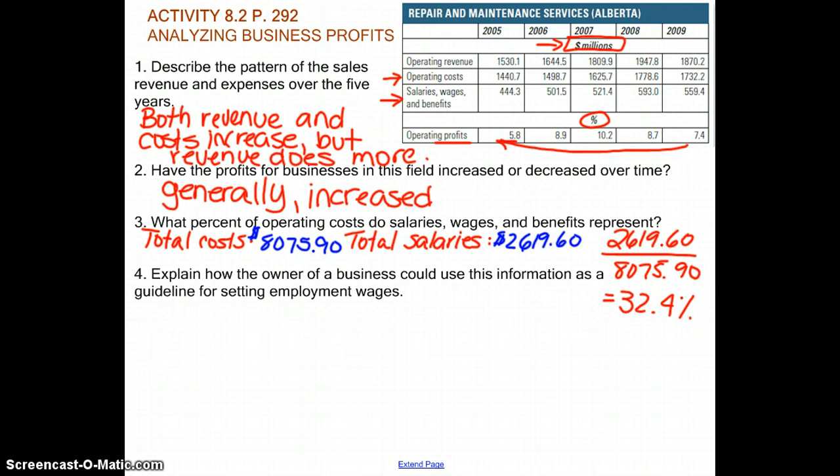And then we're going to explain how the owner of a business could use this information as a guideline for setting employment wages. So do you think that these wages should fluctuate as his costs fluctuate? So yeah, as your costs fluctuate, just because everything is on an increasing trend, your wages should also be increasing. That way you can make sure you're always paying your employees a fair wage.